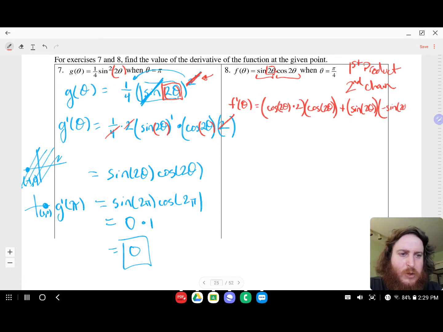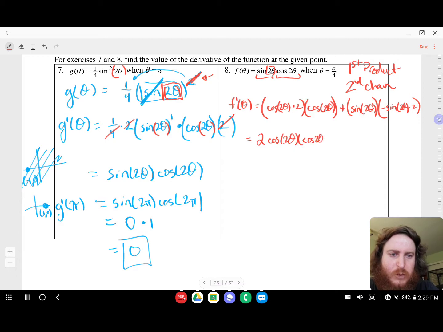We're going to leave the box alone, but then times 2. That's the chain rule part. So this gives us 2 cosine of 2 theta times cosine of 2 theta, minus, I'm going to move the minus and the 2 to the front, minus 2 sine of 2 theta, sine of 2 theta. And on a lot of AP multiple choices, they might write that as cosine squared 2 theta, right? Or sine squared 2 theta.